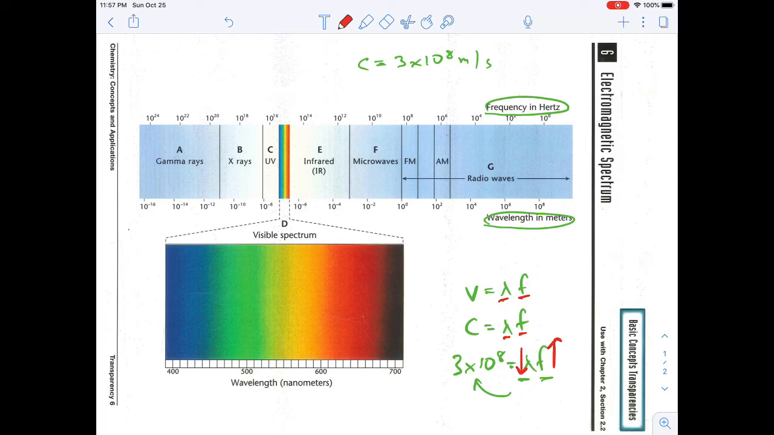The point being, since the multiplication of these two numbers must always equal the same value no matter what, as I was saying, if frequency goes up, wavelength needs to go down. And this is getting a little messy, so I'm going to erase all this stuff here and we'll go over it again.